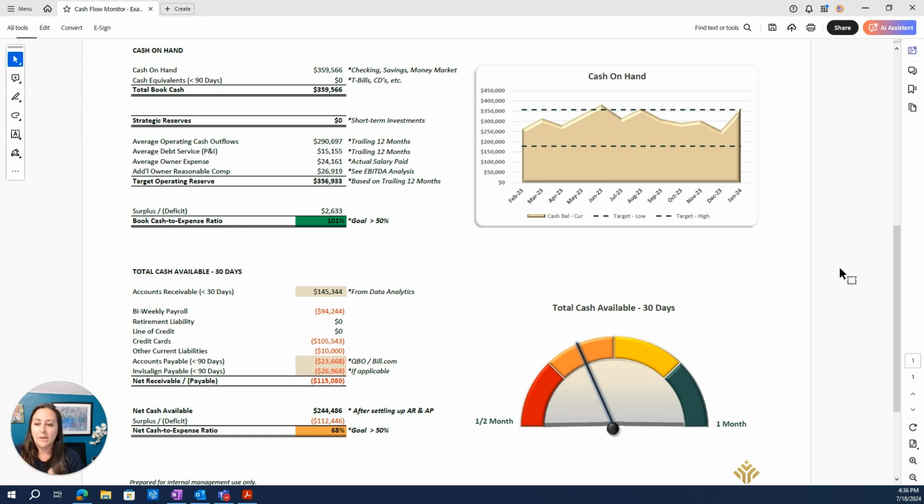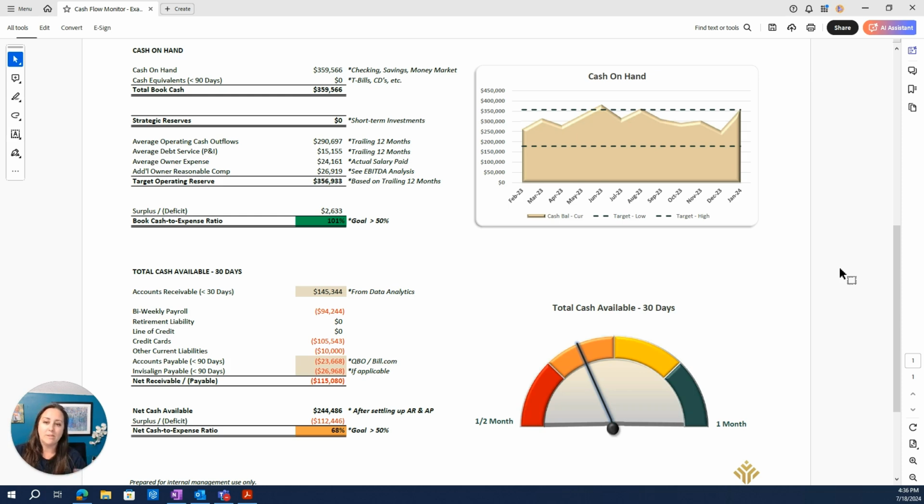So we take into account your accounts receivable from your data analytics, whether that's Practice by Numbers, Dental Intel, etc. Your biweekly payroll, you'd have people who had worked for you, you would need to settle up paying them, credit cards, any other current liabilities, and then things like your accounts payable and your Invisalign payable. These are items that are not typically found on your balance sheet. So most everyone should be on a cash basis for accounting, so you're not going to see things like AR and AP on a balance sheet.